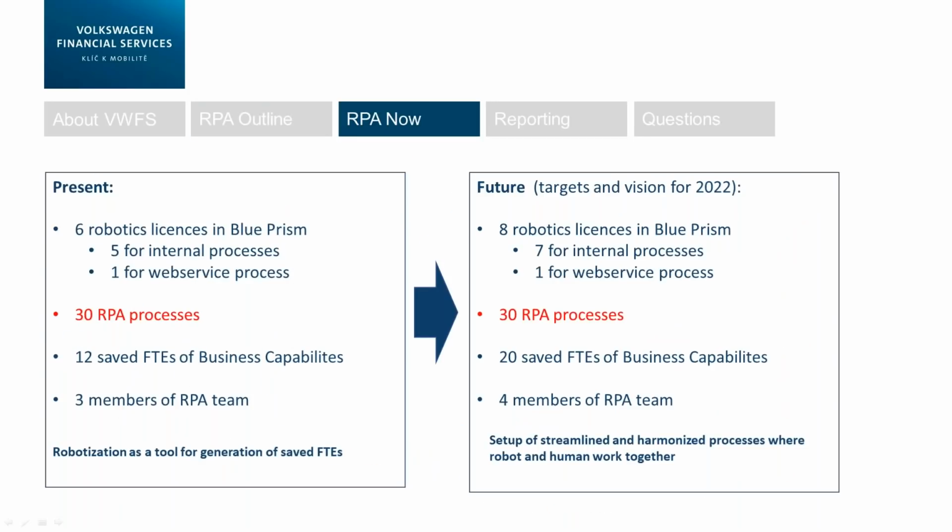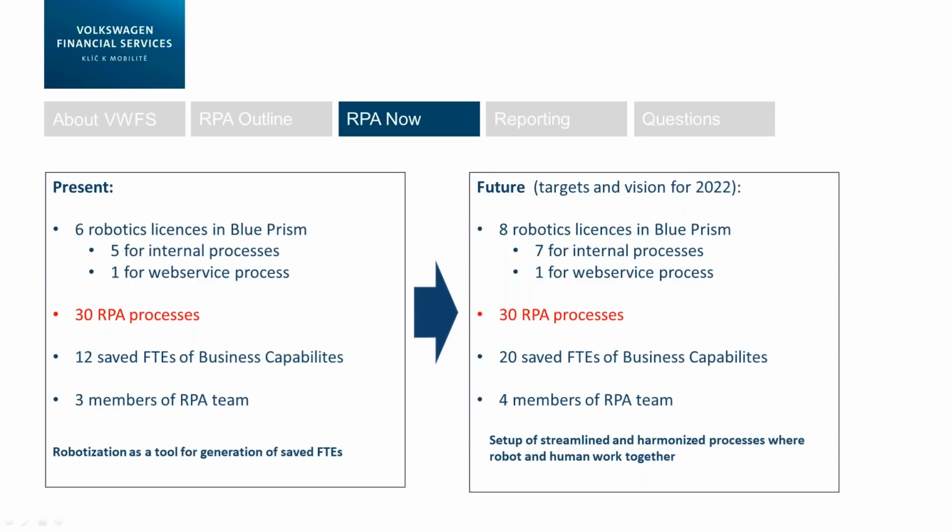Today we use 6 Blue Prism licenses, 5 for internal processing, and the last one is used for a special online process using a web service to provide online sharing of information with our automotive brand partner. It's something quite new for us.